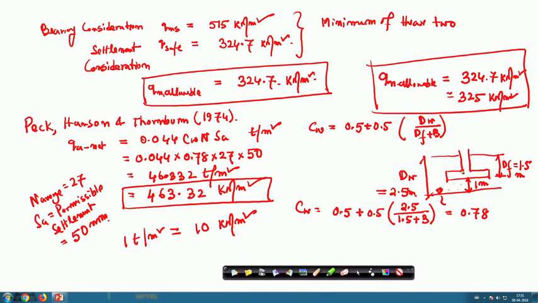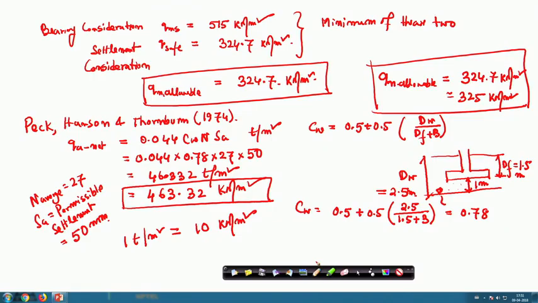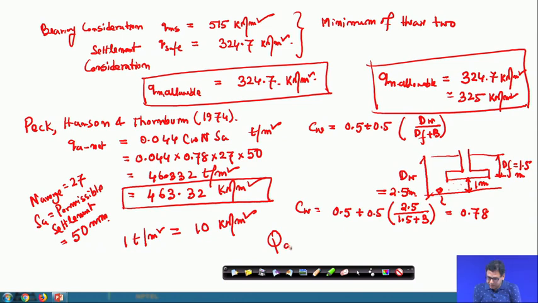Okay. So, based on that, this is your dimension of the foundation. Now, you can get what would be the amount of load that will come. So, finally, I can say that Q allowable, this is the load, will be 325 into the area, which is 3 cross 3. That is the kilonewton that will be your Q allowable. This is the load the foundation can take.